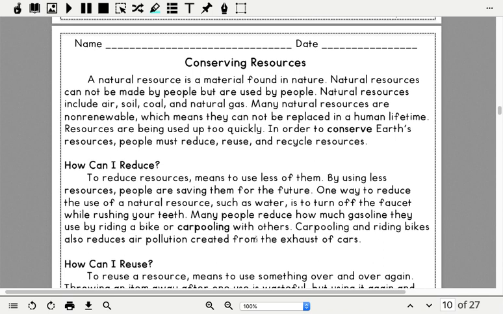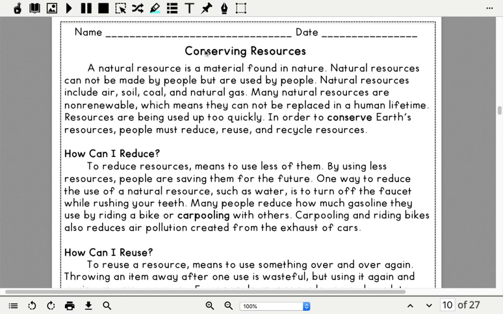So now we're going to go to the next story in here where it says conserving resources. A natural resource is a material found in nature. Natural resources cannot be made by people, but are used by people. Natural resources include air, soil, coal, and natural gas. Many natural resources are non-renewable, which means they cannot be replaced in a human lifetime. Resources are being used up too quickly.